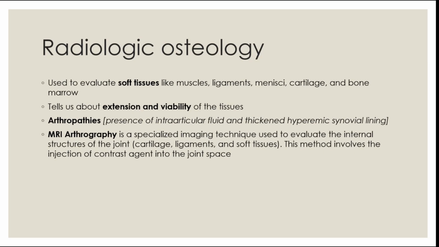There's also the MRI arthrography. I don't think you really need to know it in detail, but it was mentioned in your lectures. It's an imaging technique used to evaluate the internal structure of the joints, the ligaments, the cartilages, and the soft tissue. This is done by injecting contrast agents so that you can evaluate different conditions. It can also be used for congenital hip dysplasia.